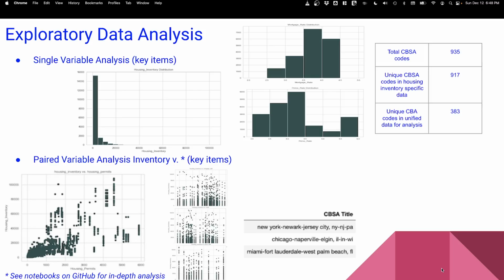I mentioned we went with inner join. There's a strong possibility that those lower instances were actually omitted. So perhaps in future analysis, those could be included.